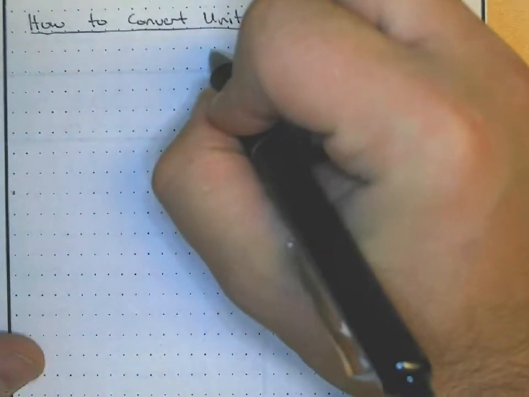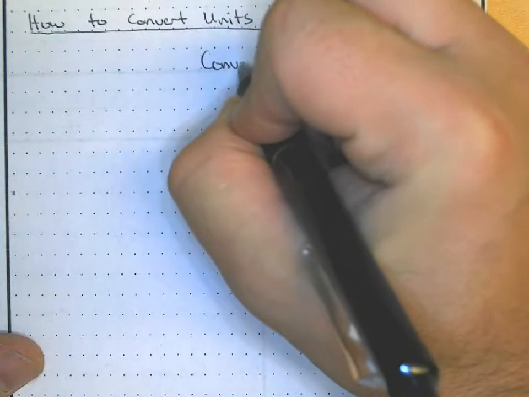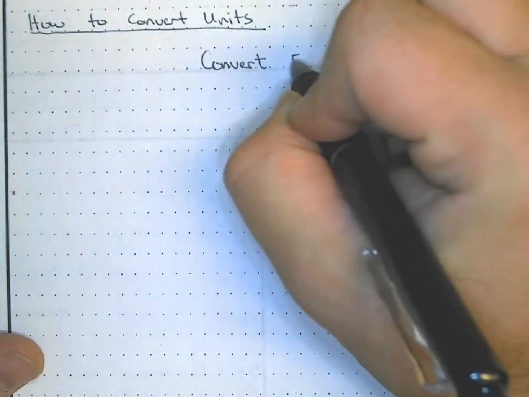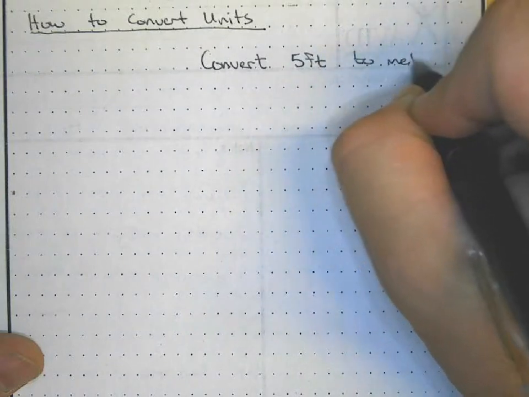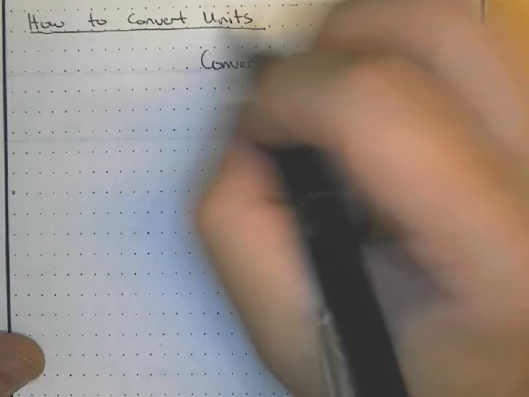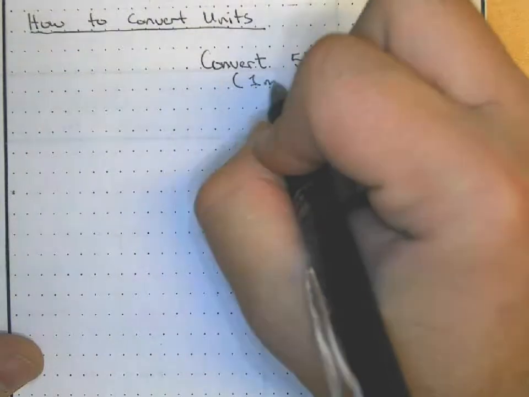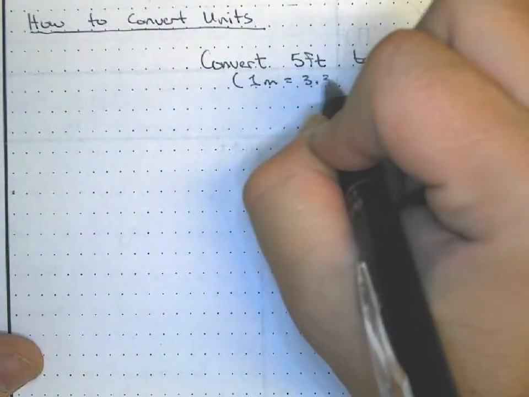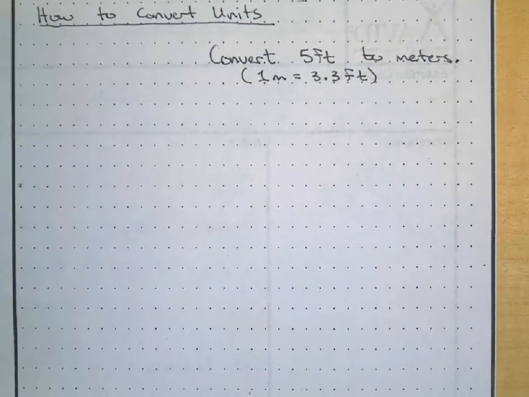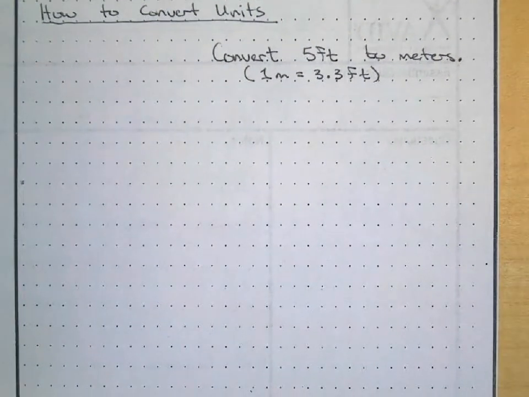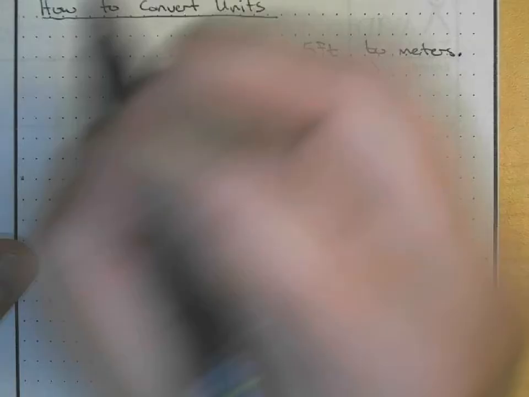So the problem I'm going to be working on is convert 5 feet to meters. And what we'll need to know is that 1 meter is equal to 3.3 feet. So we'll need to know that information to be able to do this. So this is our problem, and here are going to be our steps.